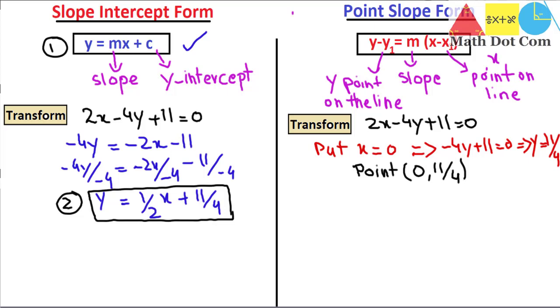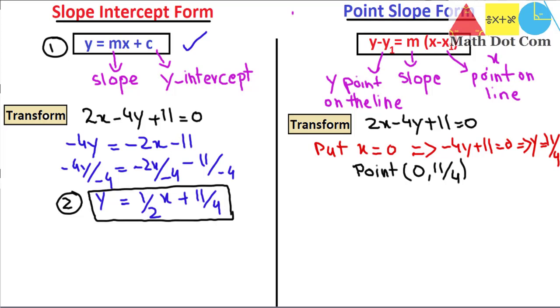You can also put the value of x as 1, 2, 3, any random value, and then calculate the corresponding value of y. You can also put the value of y as 0, 1 or 2, and find the corresponding value of x from the given equation. So we have got the point. Now what is left is the slope. In order to find the slope, we must have 2 points. So let's find another point so that we can easily find the slope.